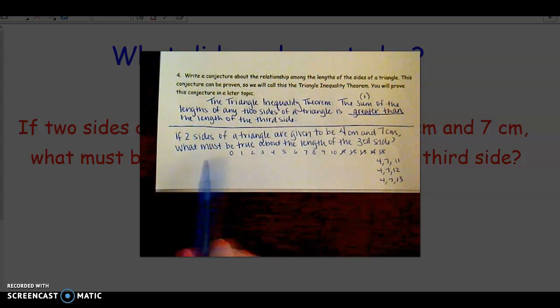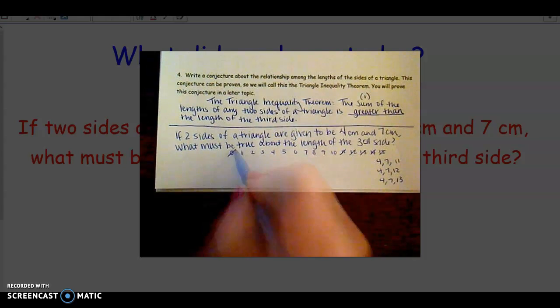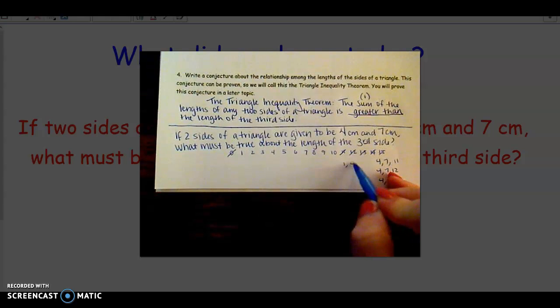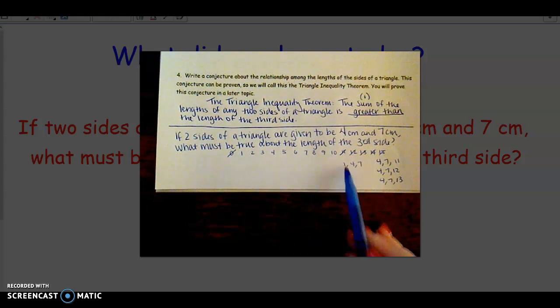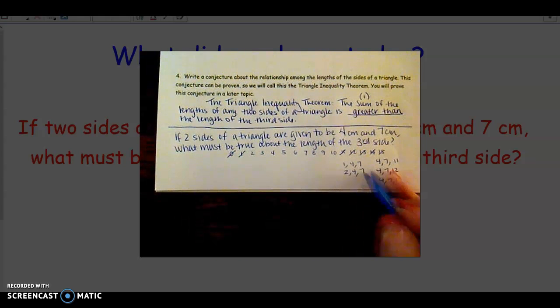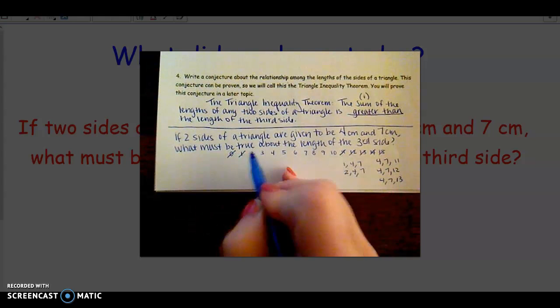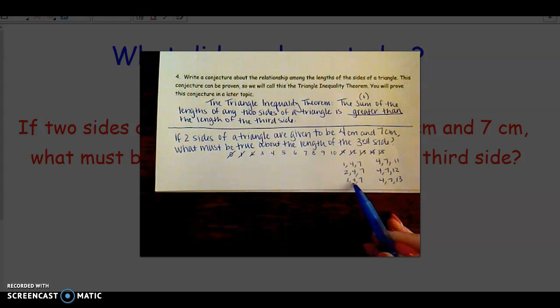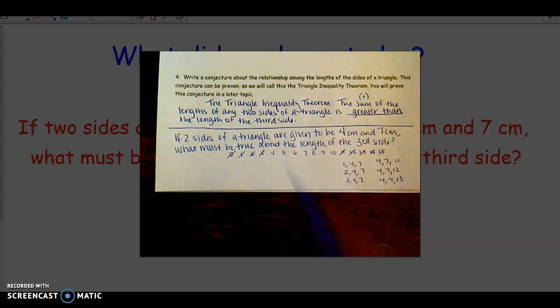So let's think about this. Well, we know that a side can't have a length of 0. That doesn't make sense. But let's try 1. Can we have a 1, 4, 7 triangle? Well, no, 1 plus 4 is not greater than 7. So 1 would not work. 2, 4, 7 still doesn't work because 2 plus 4 is not greater than 7. 3 doesn't work either, right? Because 3 plus 4 is equal to 7, right? So if it's an integer, it'd have to be 4, 5, 6, 7, 8, 9, or 10, right?